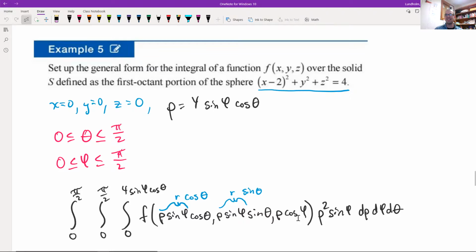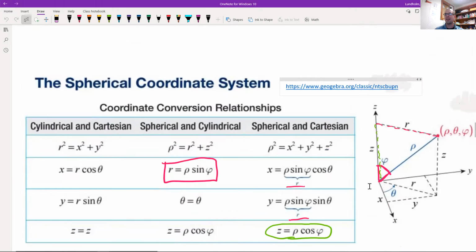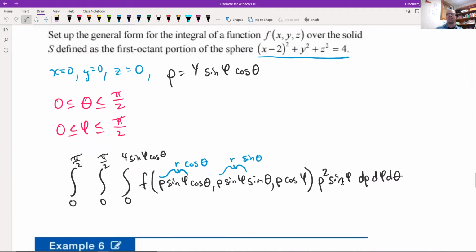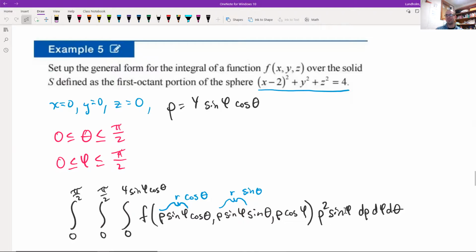And then this piece is a little bit different. The z value is rho times the cosine of phi because it's this piece of the triangle, whereas r was rho sine phi. So z is going to be rho cosine phi. And then we've got rho squared sine phi d rho d phi d theta for the volume differential. So that's cool, right? We set up this integral. We're not going to solve anything because we don't have a function, but that's how you set it up.